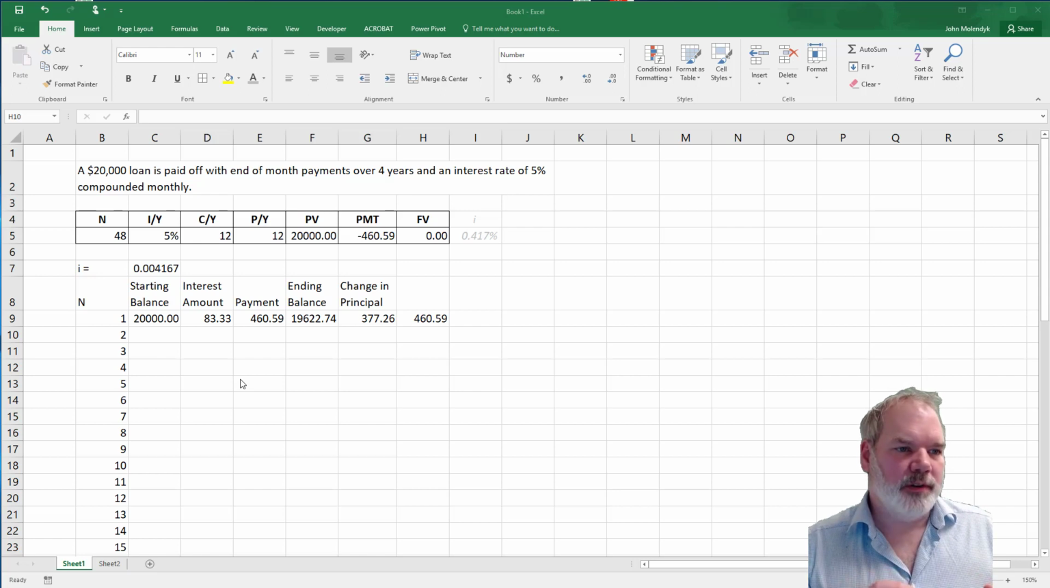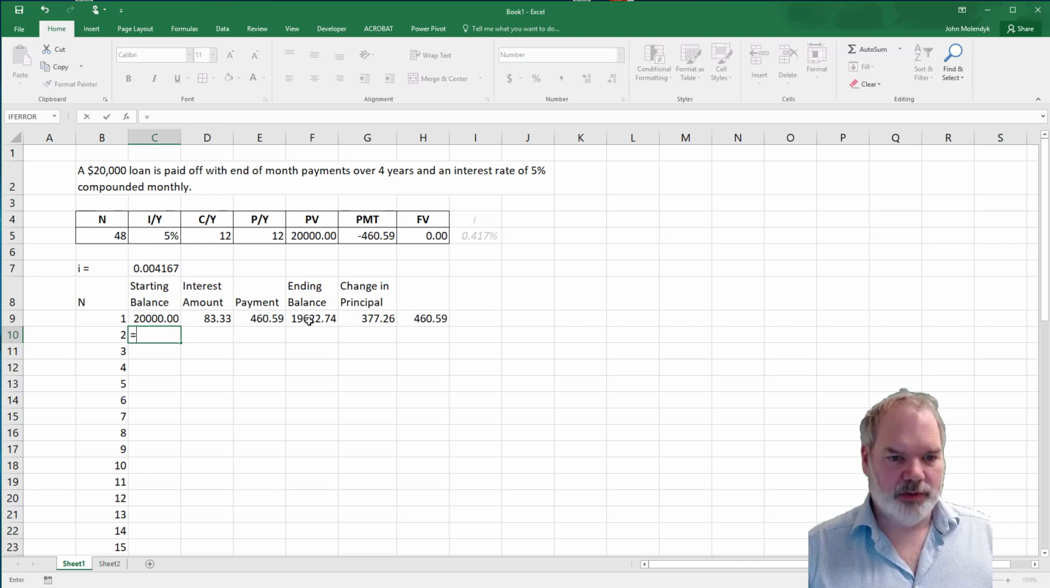Okay, so now we want to actually make it work for all the other payments here. So starting on the second month, because we paid some stuff off, our starting balance is going to be equal to what our ending balance was the month before. So we're starting with $19,622.74 on the second month. The amount of interest, well, if I drag that down, it's the same formula. So it's how much we owed at the beginning of the month times our C7. That's why I put it in, because when I drag this down, I still want to reference this exact cell there.